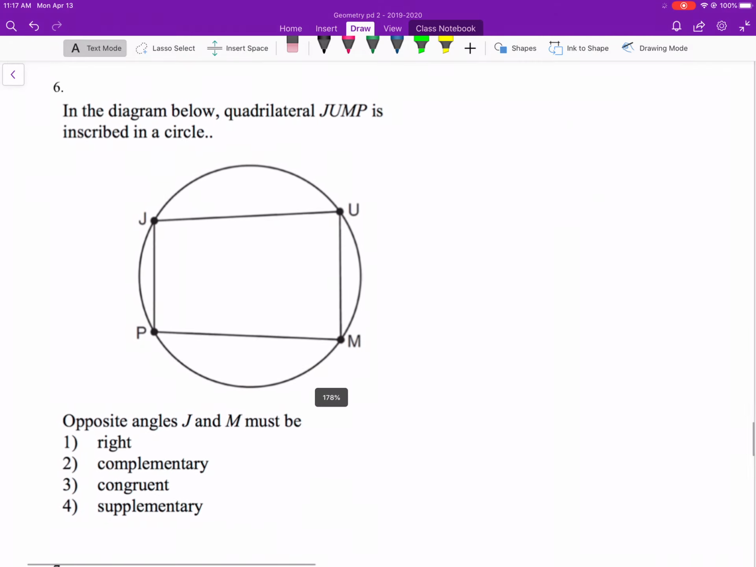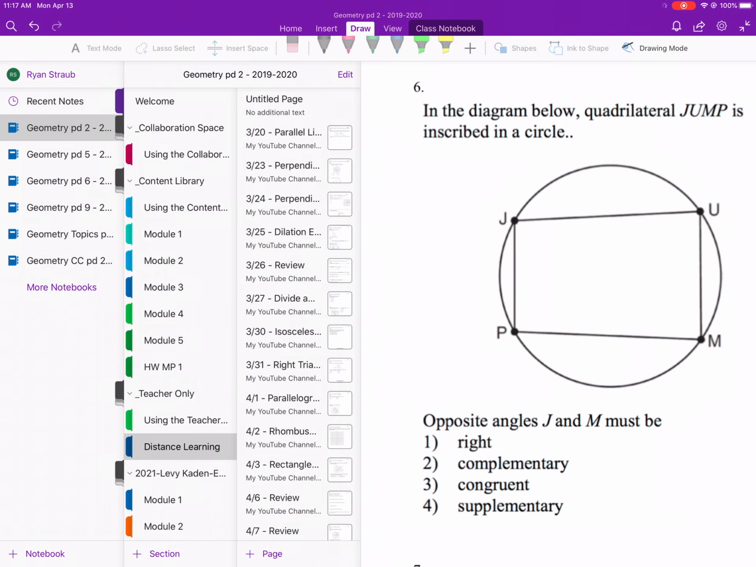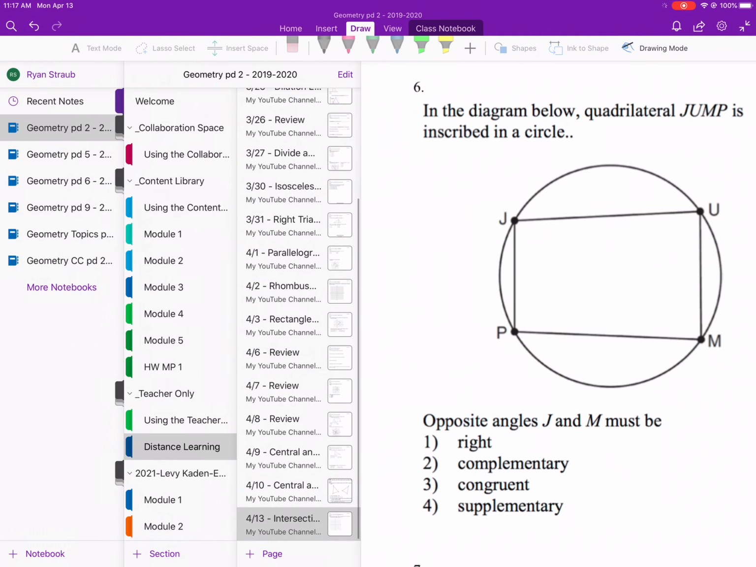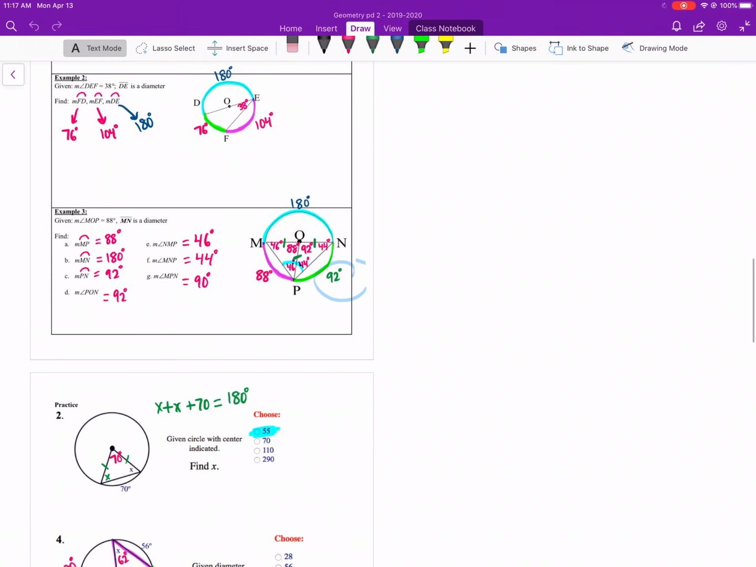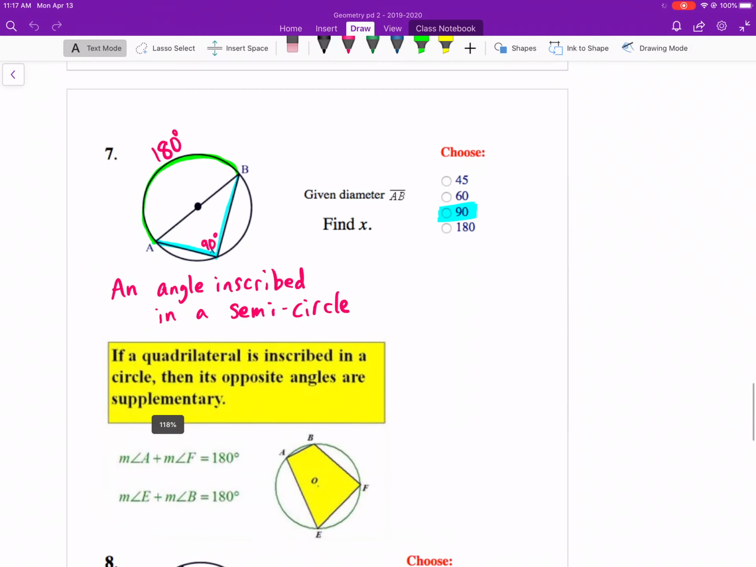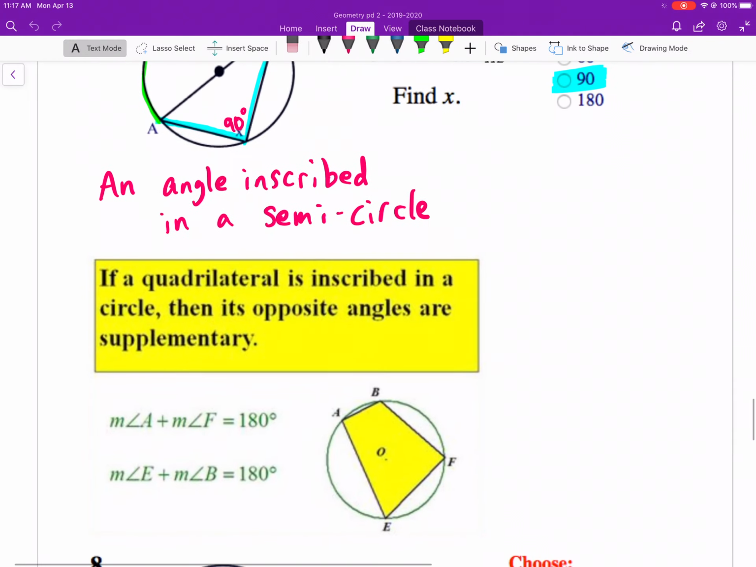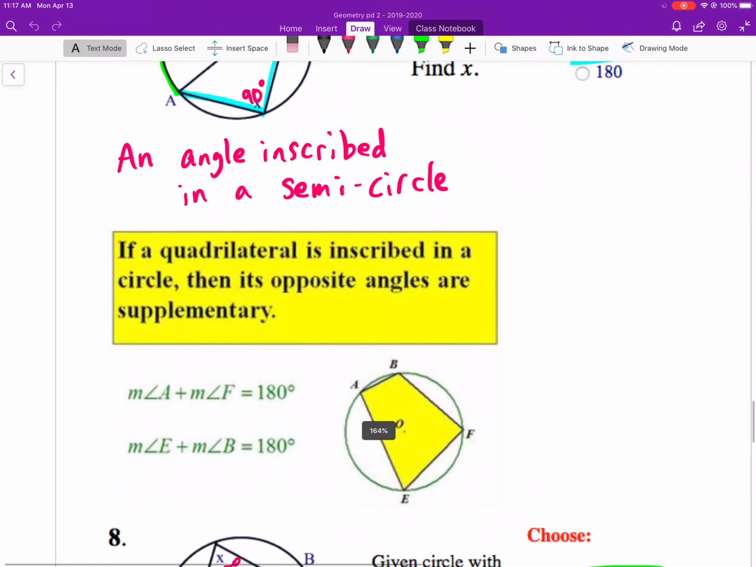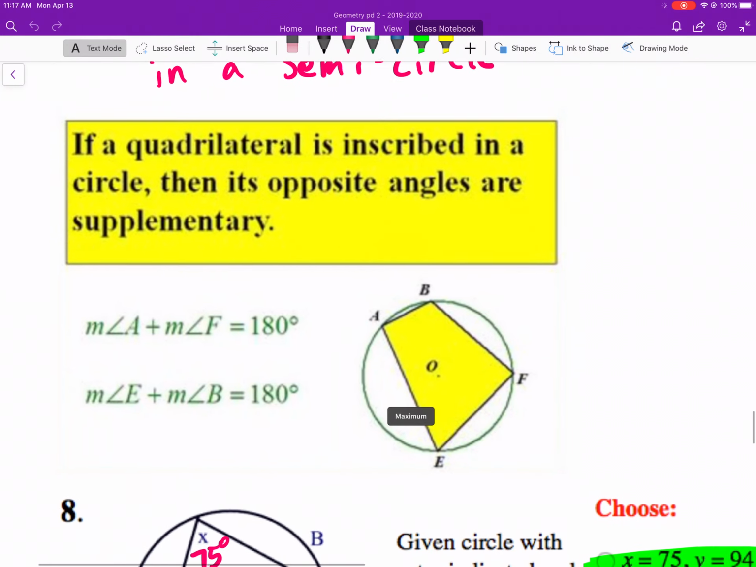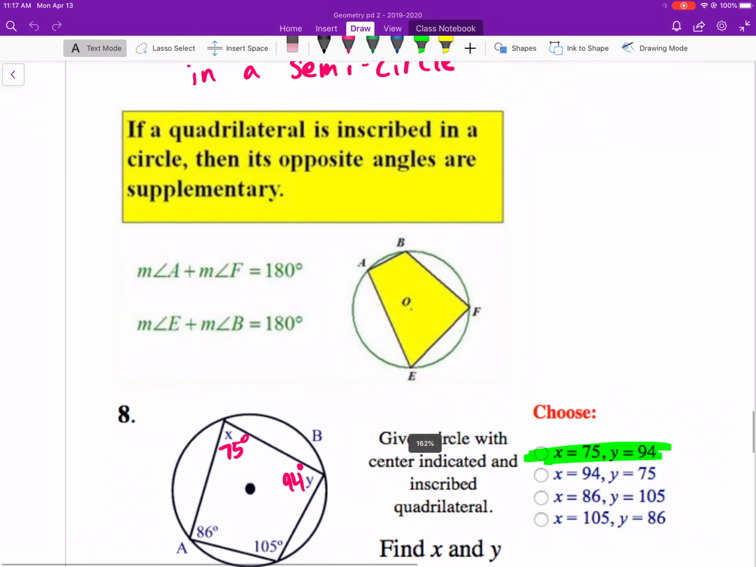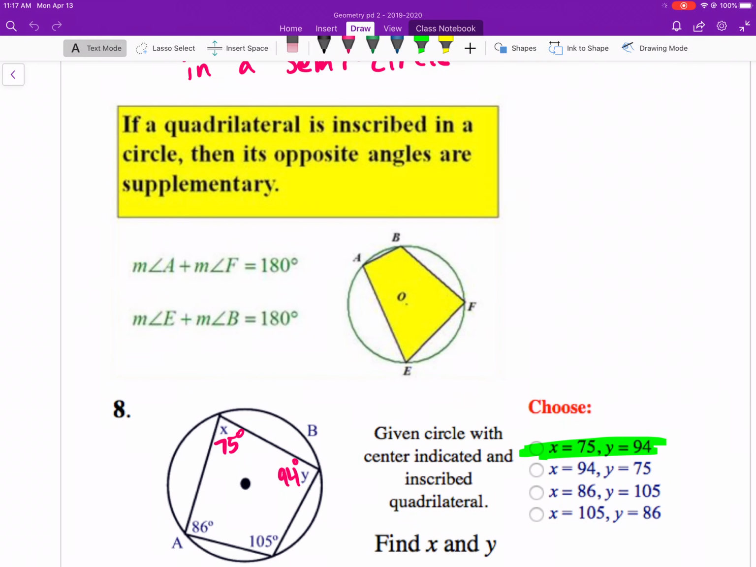Example 6 is a random property from the quadrilateral. Once again, I just want to show you this is all in Module 5. We talked about this random property on the first day, or one of the first days at least. This is when we talked about the angle inscribed in a semicircle. And this is the rule, remember, for the quadrilateral: if a quadrilateral is inscribed in a circle, the opposite angles are supplementary.